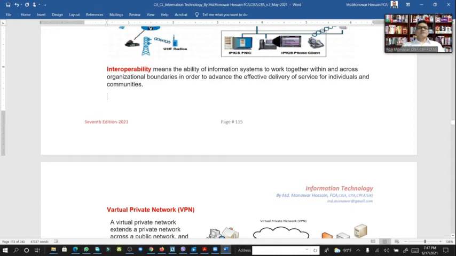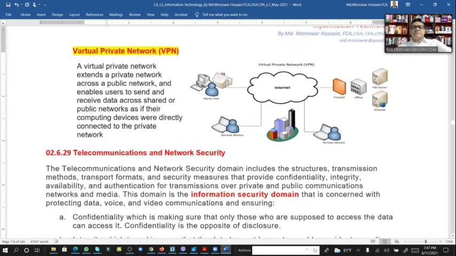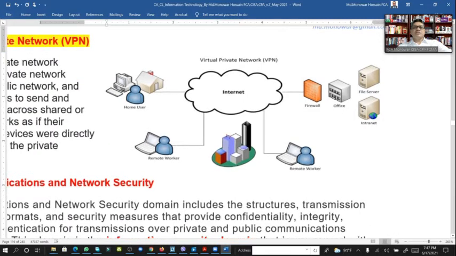for individuals and communities. And now the virtual private network, we know it as VPN. A virtual private network extends a private network across a public network and enables users to send and receive data across shared or public networks as if their computing devices were directly connected to the private network. So this is the VPN, the virtual private network.